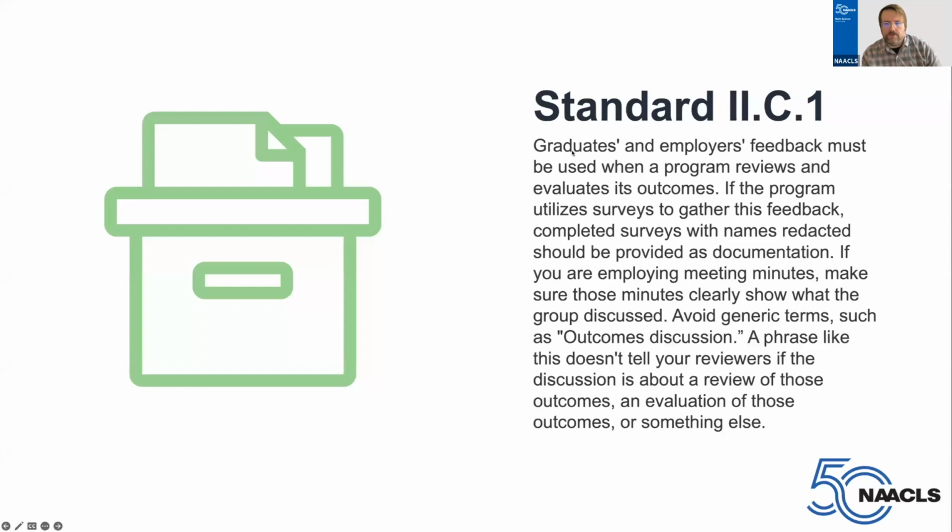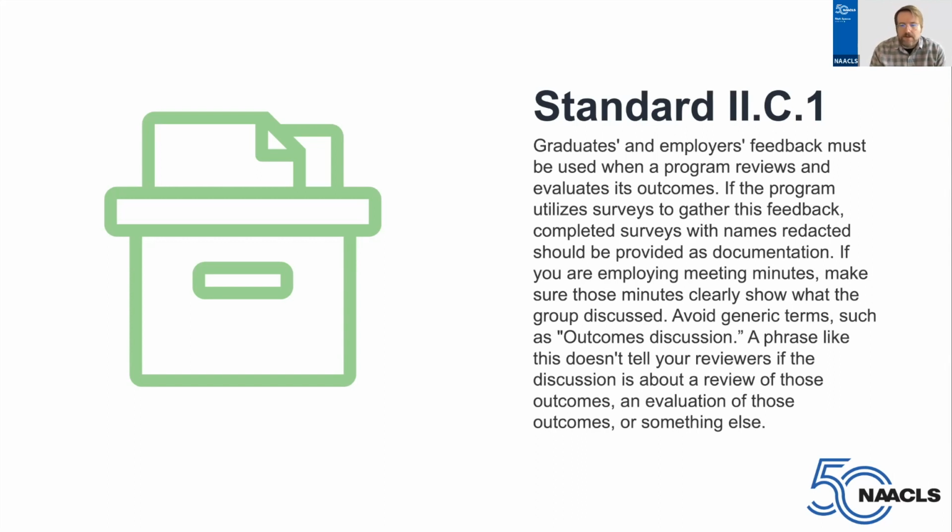Okay, let's move on to standard 2C. So 2C, we're broken into two sections because standard 2C is our most cited standard. So we wanted to make sure we really dug into both components of this. So standard 2C1, graduates' and employers' feedback must be used when the program reviews and evaluates its outcomes. For example, if a program utilizes surveys to gather this feedback, completed surveys with names redacted should be provided as documentation. If you're using meeting minutes, make sure those minutes clearly show what is being discussed.